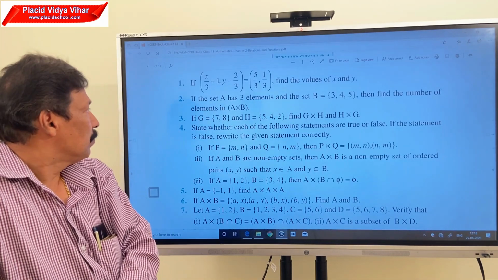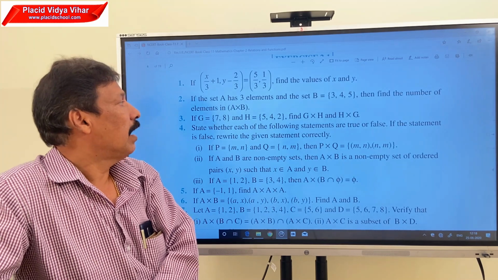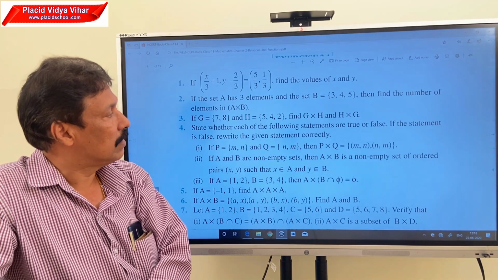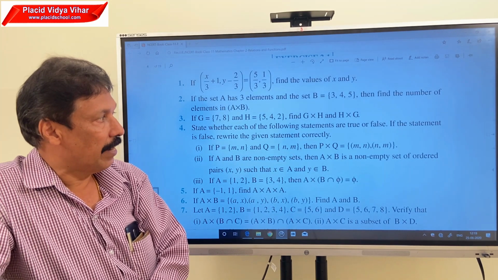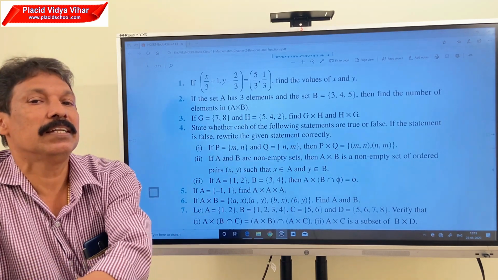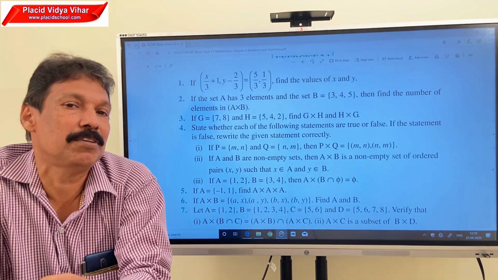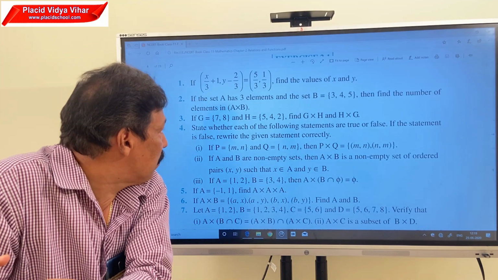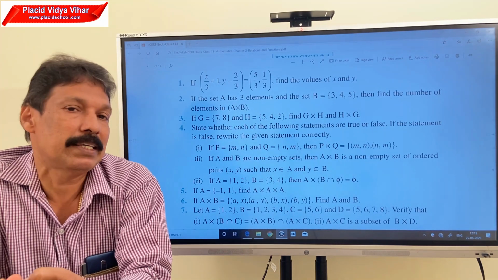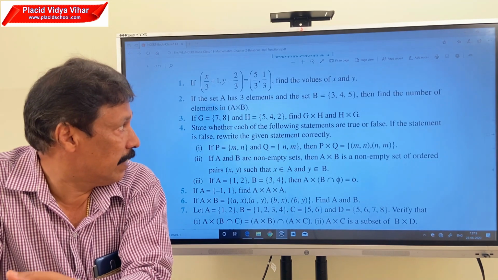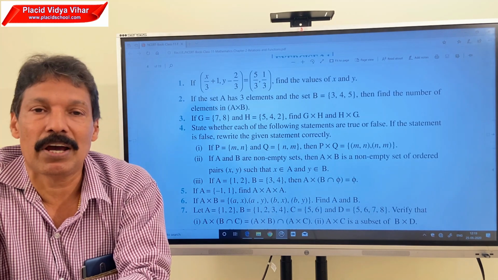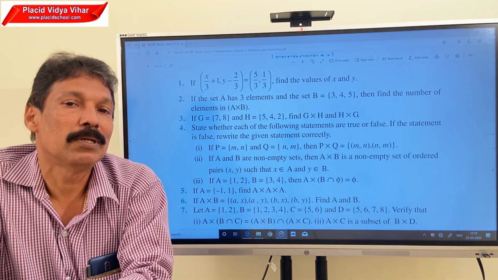Our second problem: the set A has 3 elements and the set B is equal to the set {3, 4, 5}. Then find the number of elements in A cross B. For finding the number of elements in A cross B, first we find the number of elements in A. It is given as 3. And the second set contains the elements 3, 4 and 5, so it also has 3 elements.